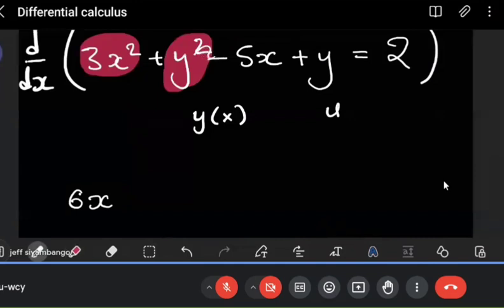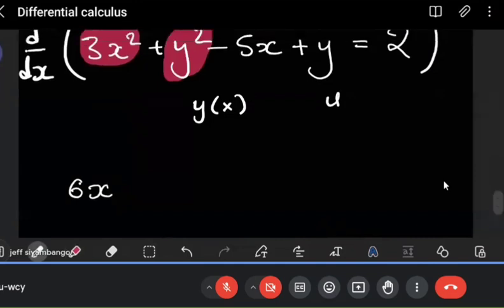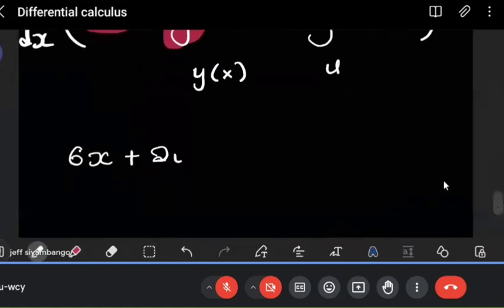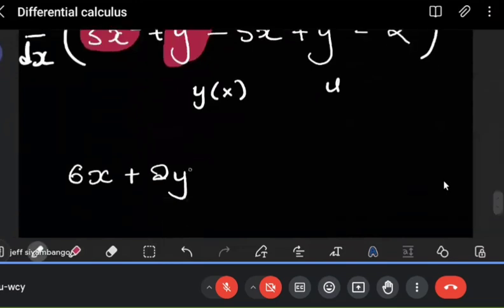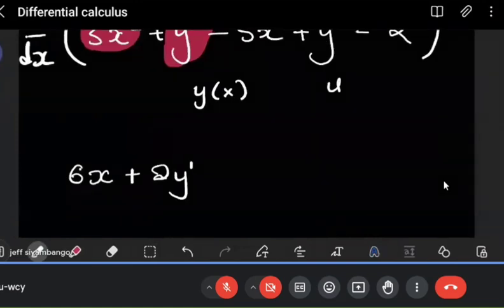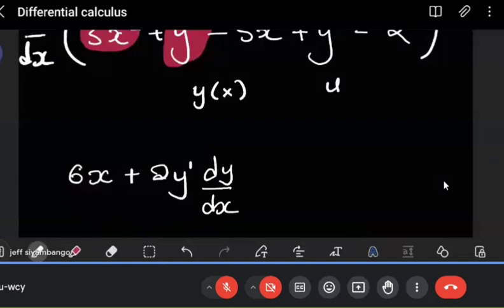The power of the y multiplies down, so it becomes 2 multiplying y. Then the power reduces by 1. So the power here is 2, reduces by 1, the power becomes 1. But every time you're differentiating y, always multiply it by dy/dx. So this is one simple trick that you can use.